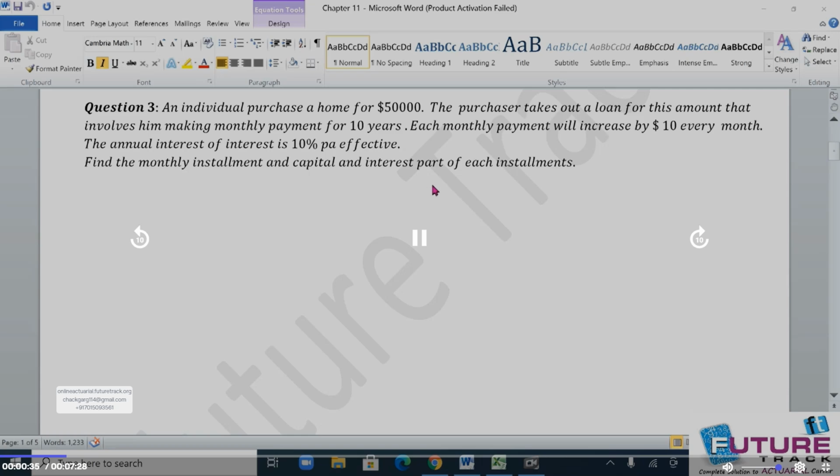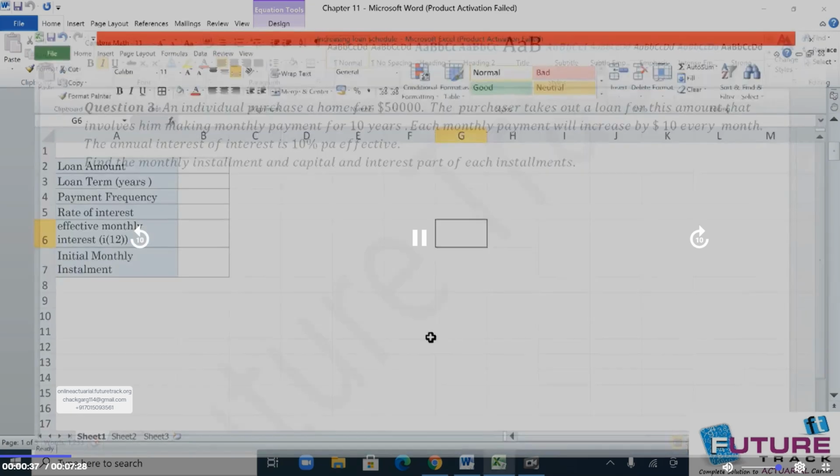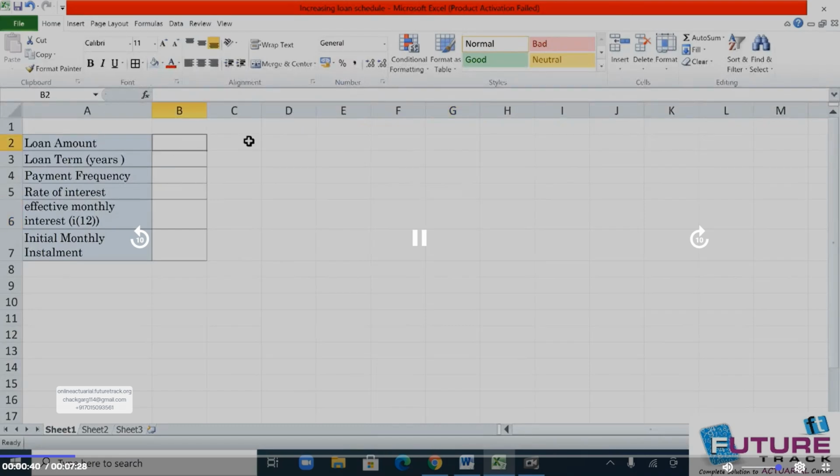So class, let's see how to solve this question. First let's write what my loan amount is. It is given as 50,000. Loan term 10 years. Payment frequency is monthly, that means 12 payments a year. Rate of interest 10%. With the help of this, we can find the effective monthly interest.